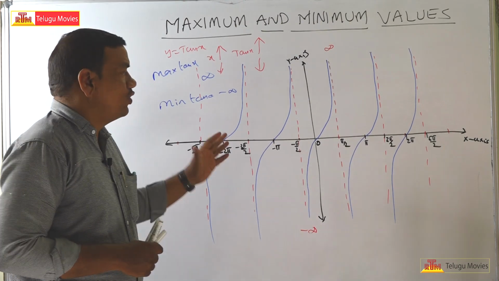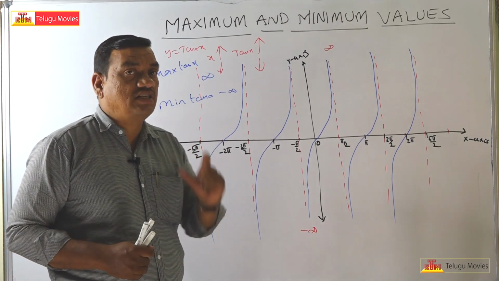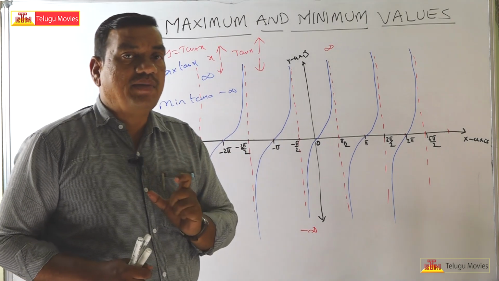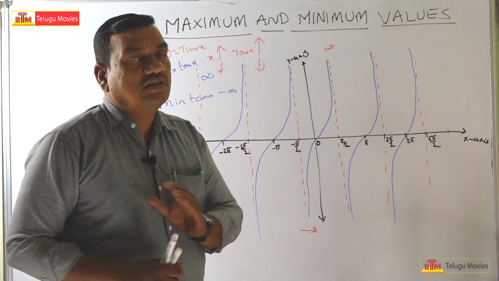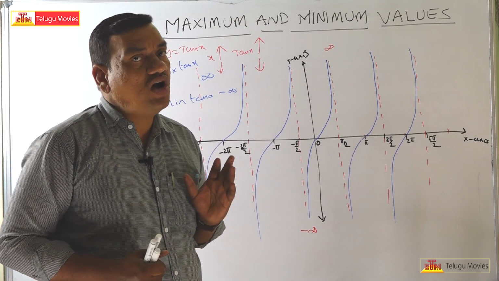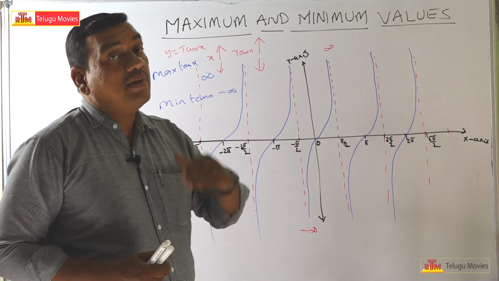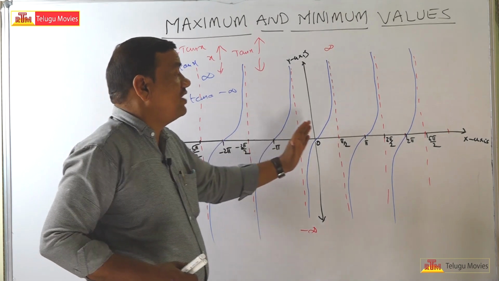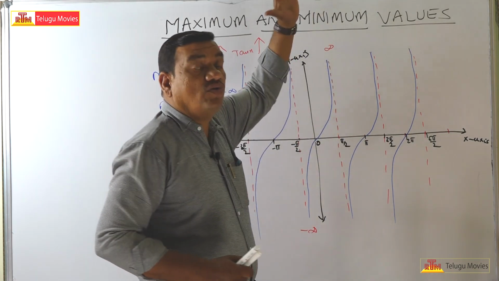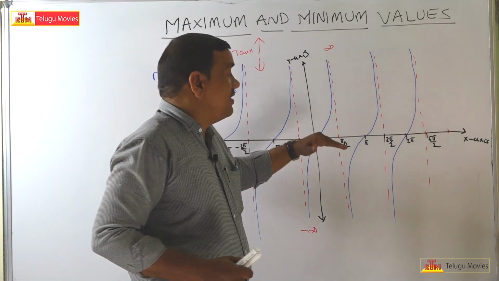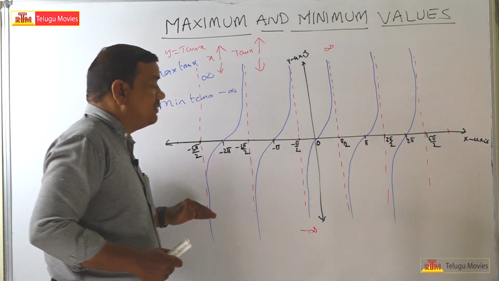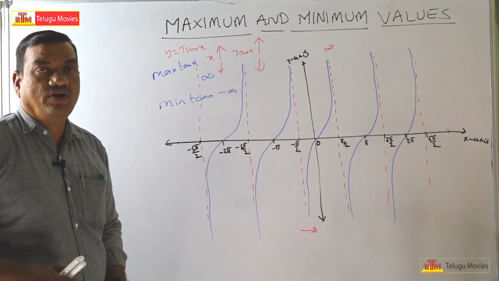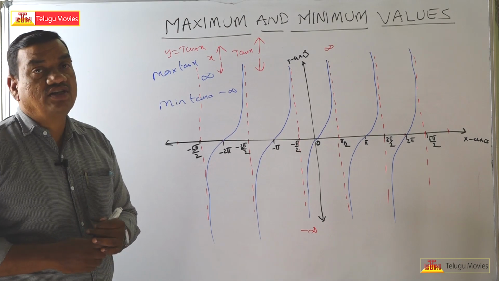For sin x and cos x, it is definitely minus 1 and plus 1. For tan x and cot x, the maximum and minimum values are not defined, but one thing we can say is that as the x value increases, the value goes to plus infinity, whereas as the x value decreases, it goes to minus infinity. I hope that you understand this.